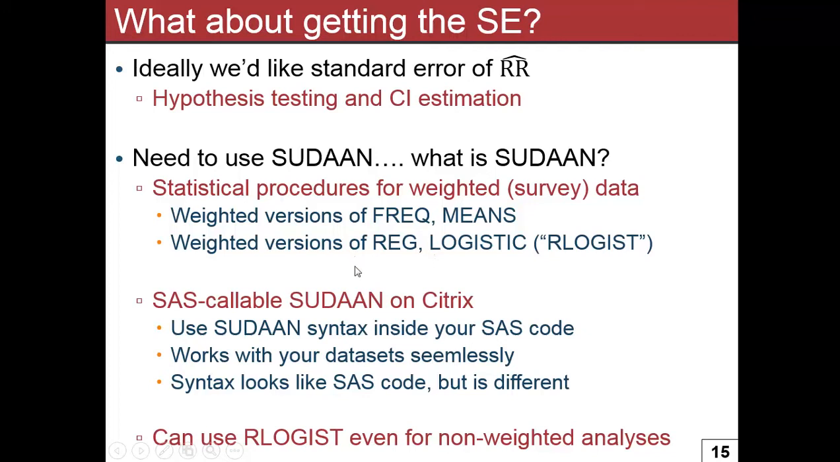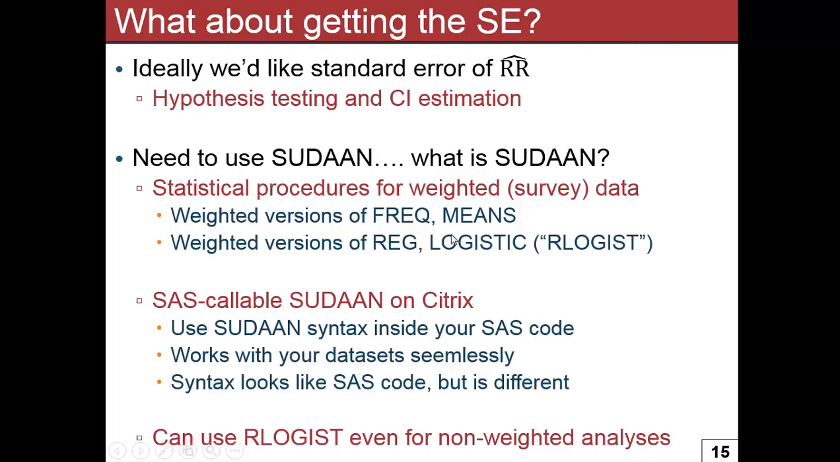So there's not much reason to use Sudaan, in my personal opinion, except that Sudaan computes the risk ratios in cool ways that SAS still doesn't do. And if you go into Citrix and you are in SAS, you can actually type Sudaan syntax inside your code. It's called SAS-callable Sudaan, and I'll show you what that looks like. You didn't know it, but at your fingertips, you've always had Sudaan. It's just sitting inside of SAS.